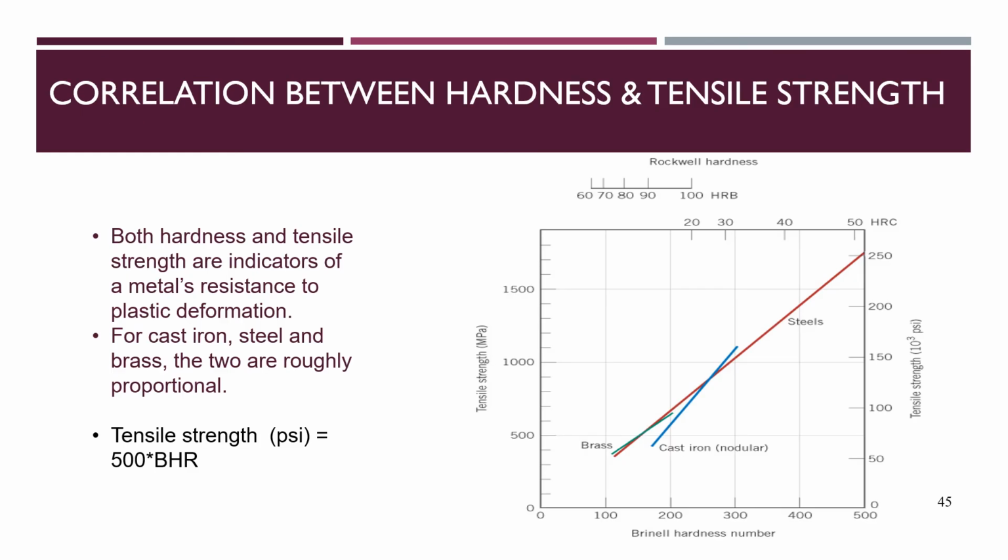So actually, there is a correlation between hardness and tensile strength. Both hardness and tensile strength are indicators of a metal's resistance to plastic deformation. Generally, as you look at the graph, the higher the tensile strength, the higher the hardness number. They are proportional together. So the stronger the material, actually the harder it is. Usually it goes around like that.